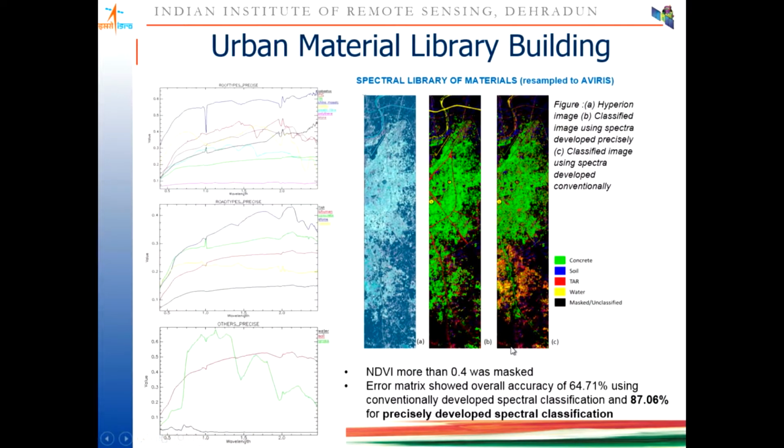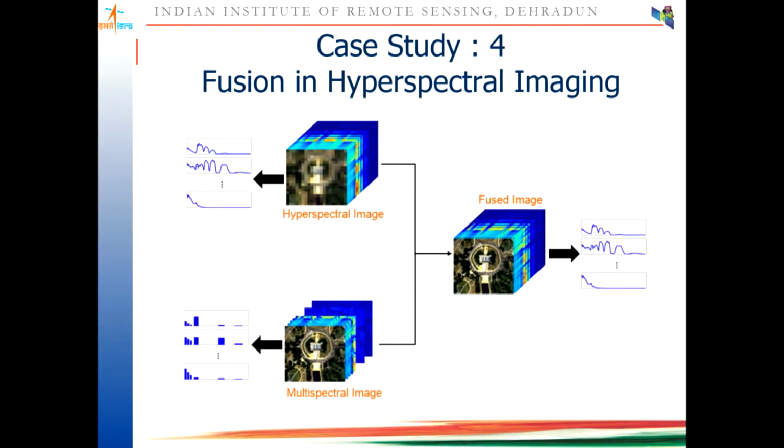So this way your spectral library is better than the previous library. We tested whether our library building was better or not. If you can see in the middle, it is classified through precise building material spectra. However, this we have classified with the conventional method of removal of spectra, and you can see that the better results can be found in the middle one, that is the precisely given spectra. So this gives a better classification accuracy also. Conventionally developed spectral classification gave you 64.71, that means roughly 65% accuracy. However, spectral classification through precisely developed spectra gives you 87% accuracy.